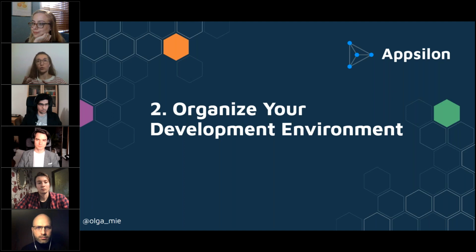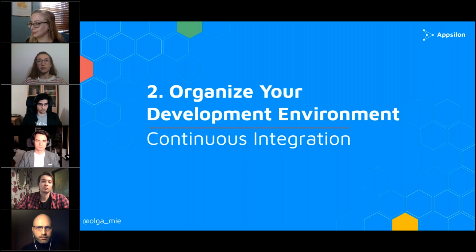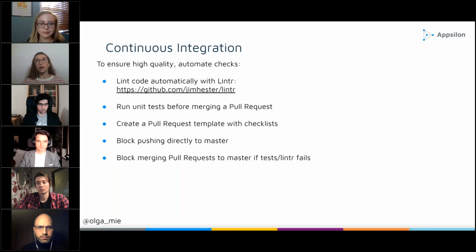So now let's talk about the development environment and how you can organize it. So, continuous integration. To ensure quality, automate checks. You can run lint and test automatically for every pushed change. And especially for tests, you probably will forget to run them every time. So just automate it so you don't have to think about it.